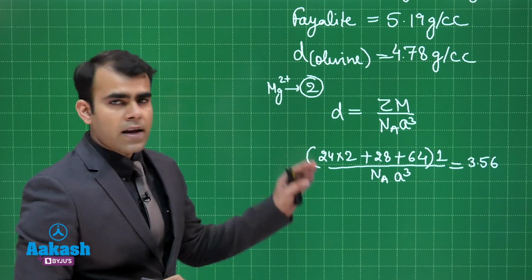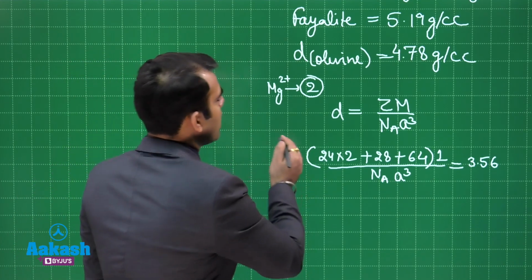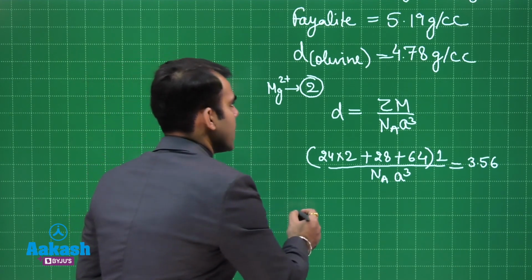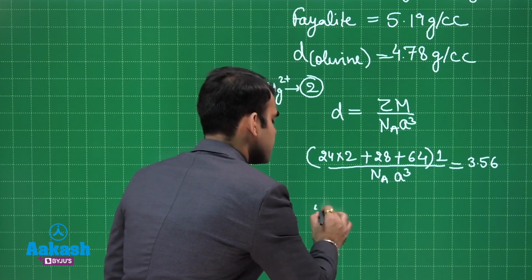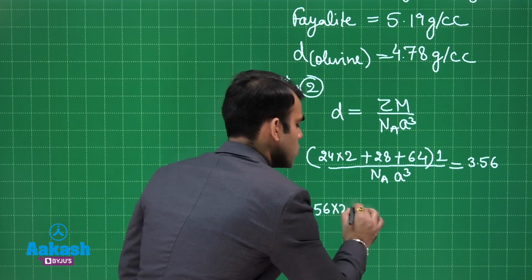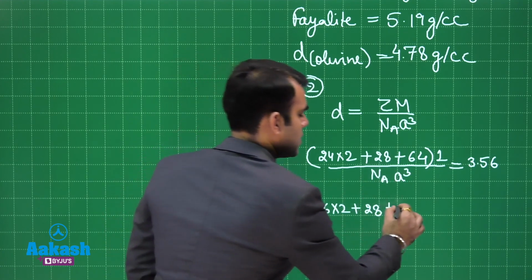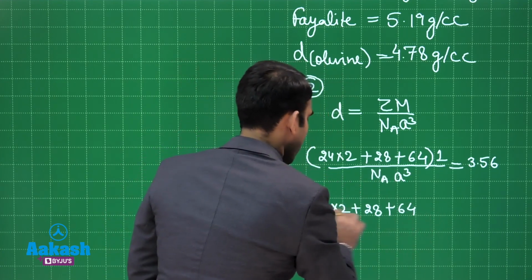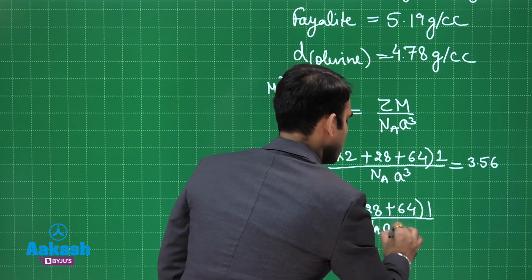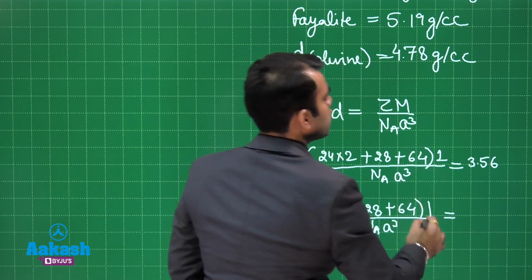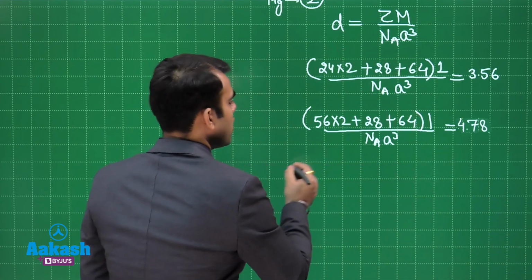Now after that, what we have to do is calculate the density of fayalite, and that is the mass of ferrous ion. Now ferrous ion is 56 into 2 plus 28 plus 64 into 1 divided by Na A cube is equal to 4.78. Now moving on to the density of olivine.